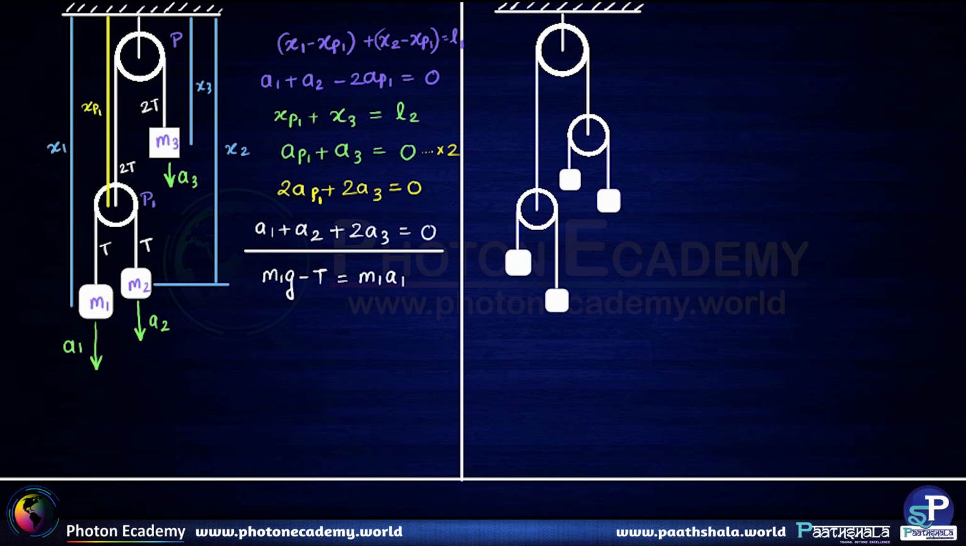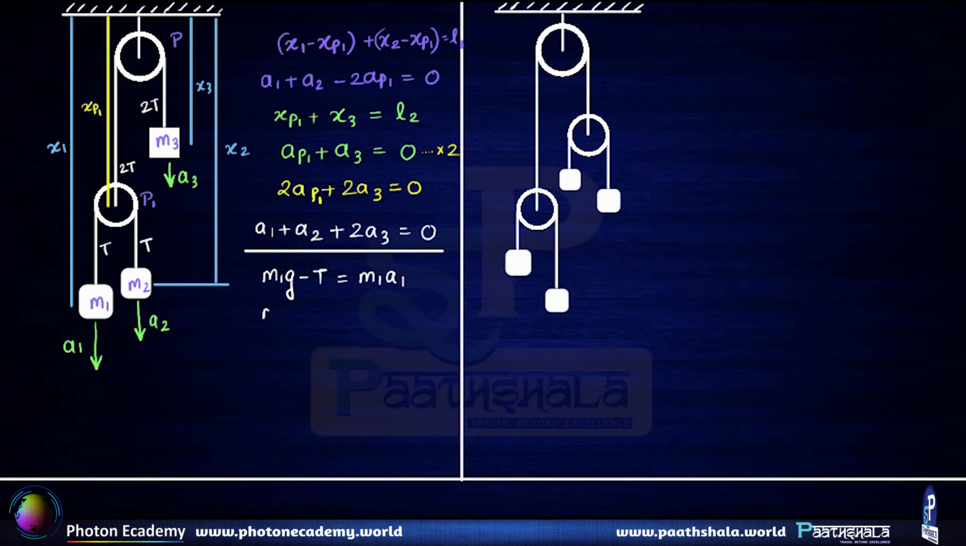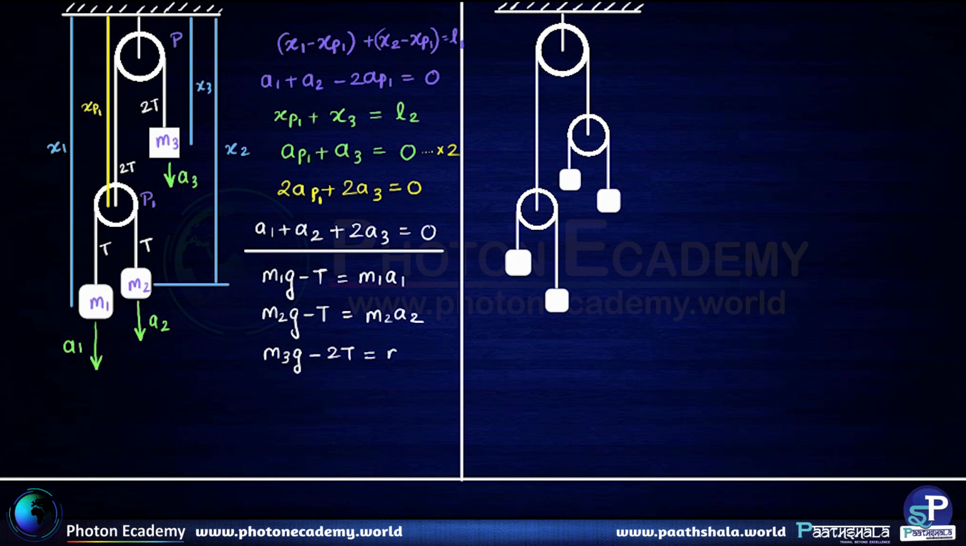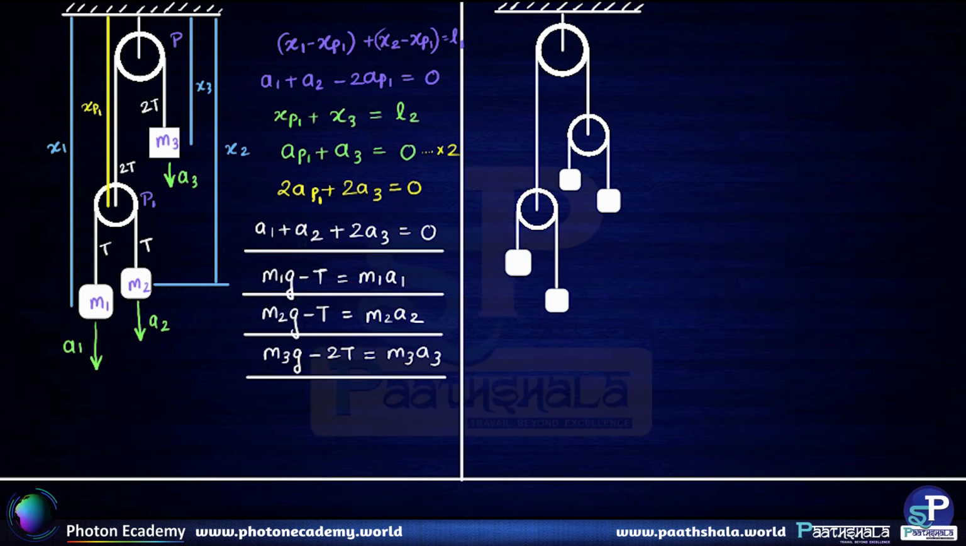So M1G minus T is equal to M1A1. M2G minus T is equal to M2A2, and then the third equation, which is M3G minus 2T is equal to M3A3. So these four equations will give us the answer for the four unknowns A1, A2, A3 and T in this particular situation. Now let us look at the second diagram drawn over here.